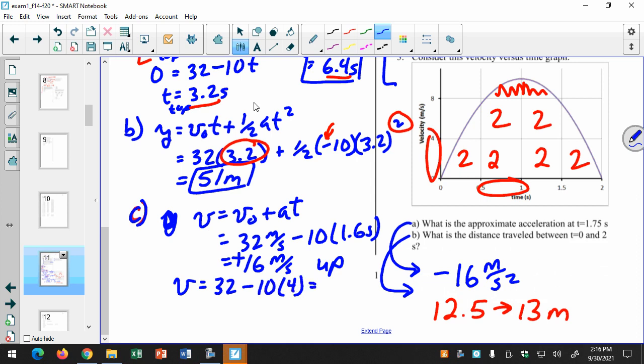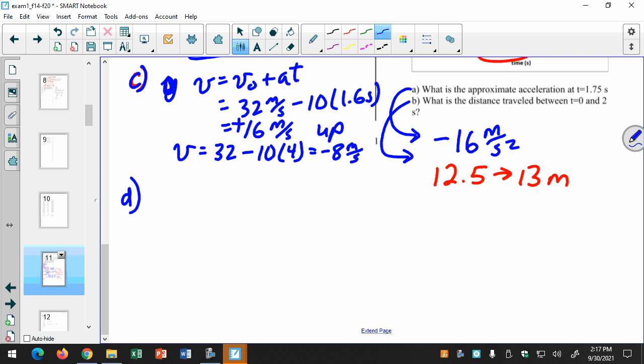So that's 32 minus 40. That's negative 8 meters per second. So you see, it's going to come out negative. But that's a great way to check your answer, because if it came out positive, you might say, oh, I bet I didn't put my acceleration in as negative, or something like that. Okay? And then finally, for part D, you have to draw a graph.